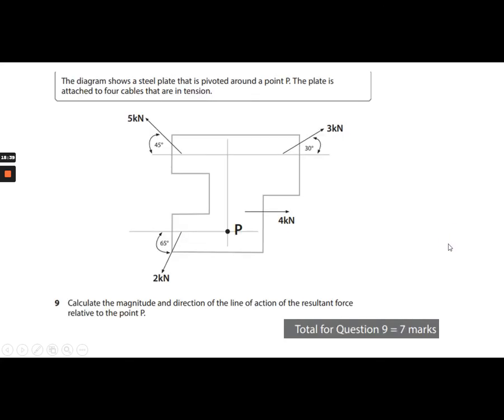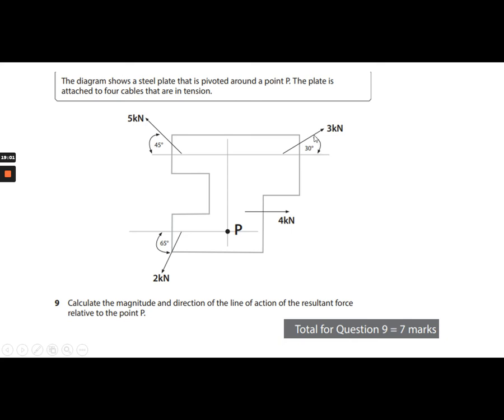Alright, here's a vectors question again. This asks for the magnitude and direction, line of action, we'll ignore the line of action for now, of the resultant force. So just deal with it horizontally and vertically, just like before. So there is a resultant force, so they're not balanced.